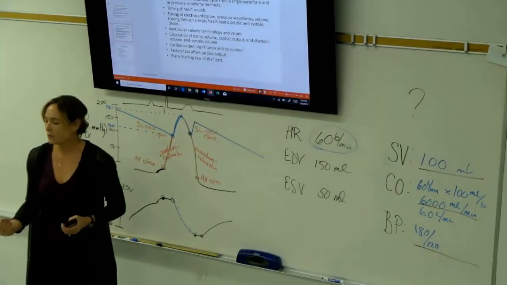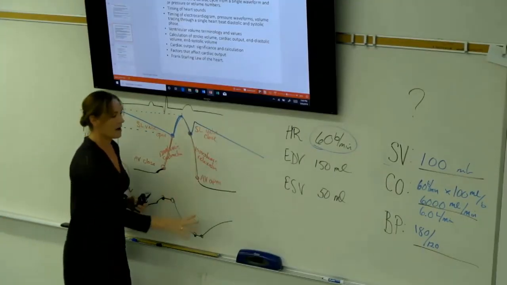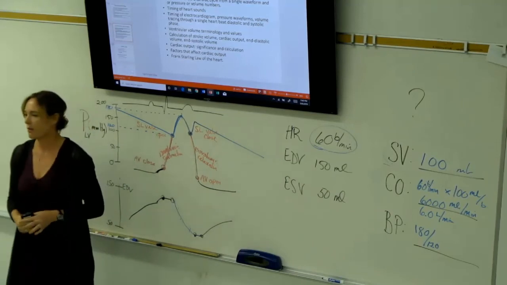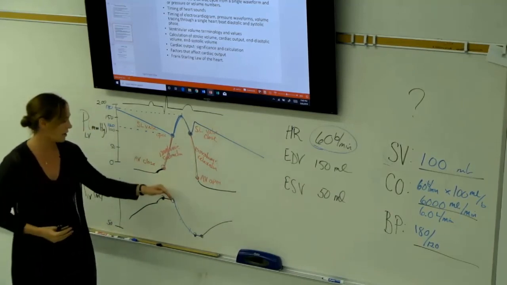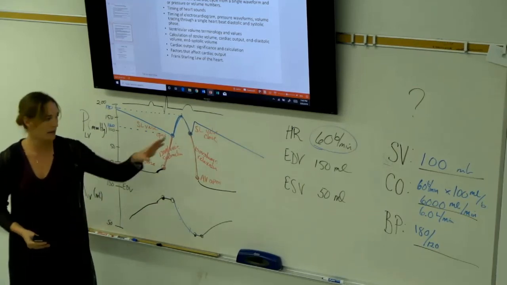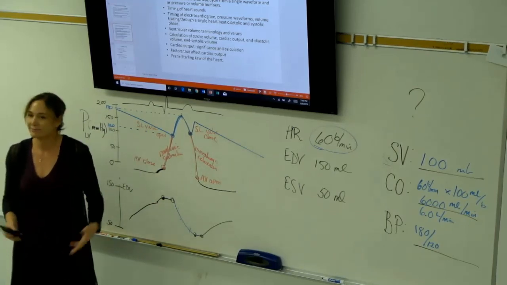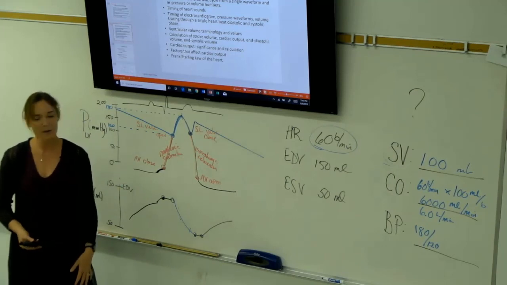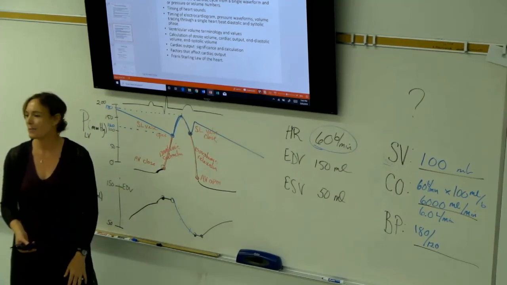So you should be able to identify all of these things from the cardiac cycle. You should be able to draw them. You should be able to extract information from these graphs and then calculate cardiac output. If you have any questions, then email me or Zoom me or let me know how I can help.